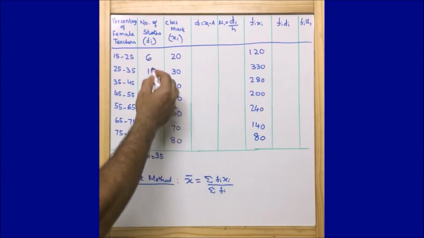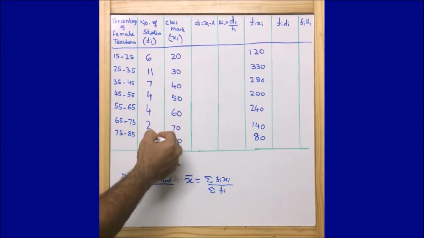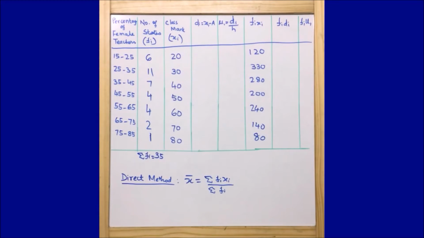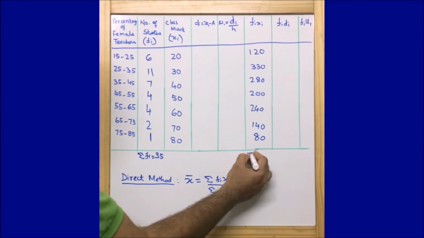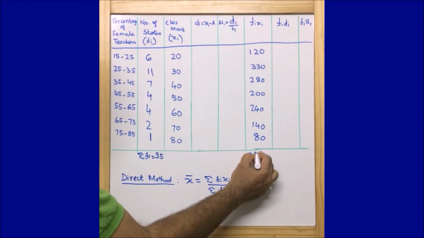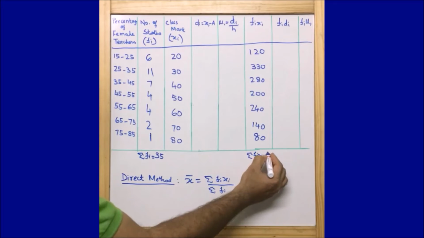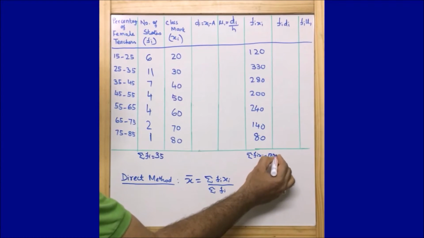Let me just check. 1, 2, 3, 4, 5, 6, 7. So we have included all the data here. Now we are going to find the summation of FiXi. That means we add all these values and see how much we get. If we add, we get summation of FiXi equal to 1390.